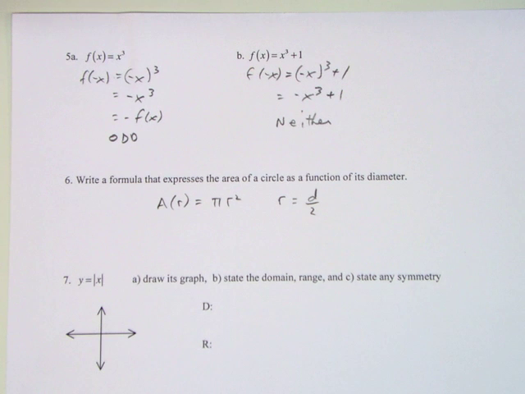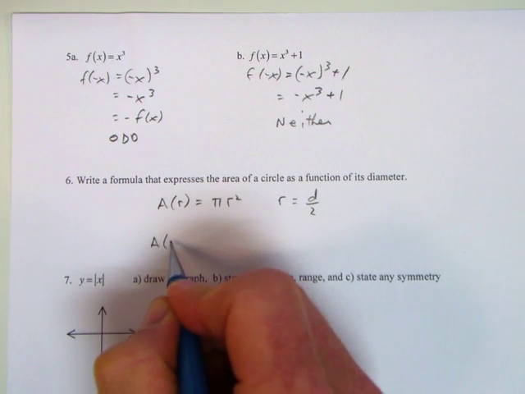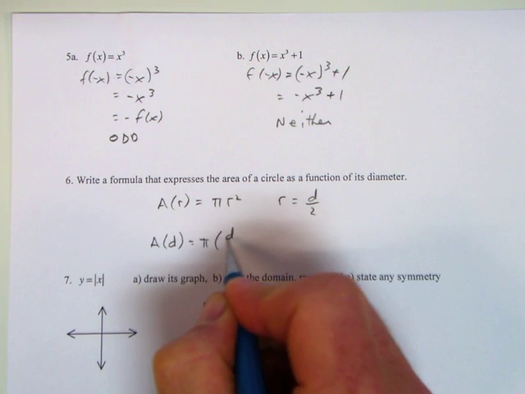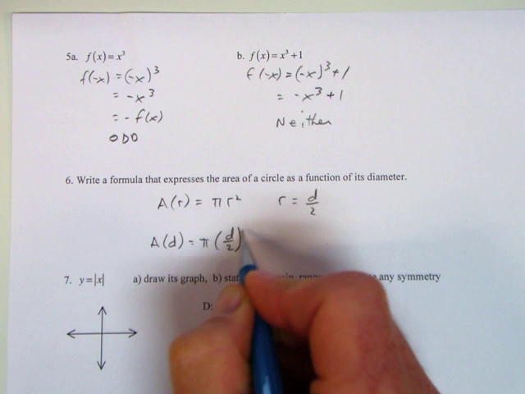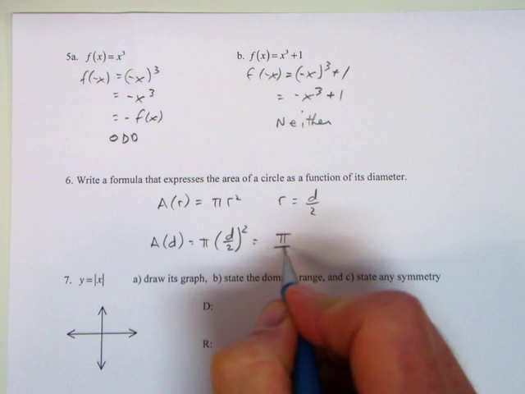Now we can say the area in terms of the diameter alone is going to be pi times d over 2, because that's what our radius is, quantity squared, and that can be simplified to pi over 4 times d squared.